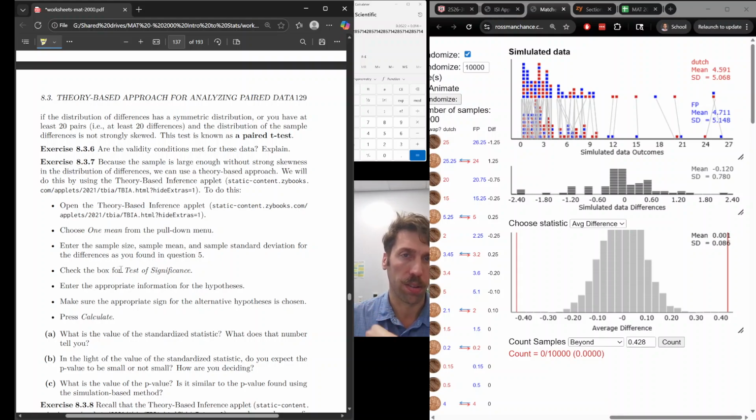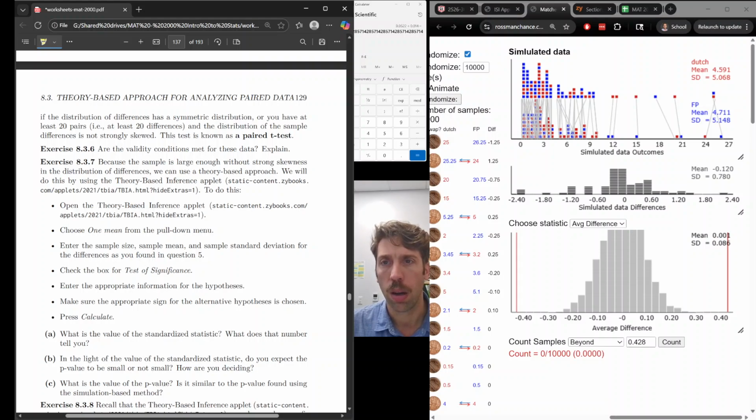At least 20 differences, and the distribution of the sample difference is not strongly skewed. This test is known as a paired t-test. So the thing we're looking for, being roughly symmetric, is the black distribution here, the differences, because that's what we're doing stats on.